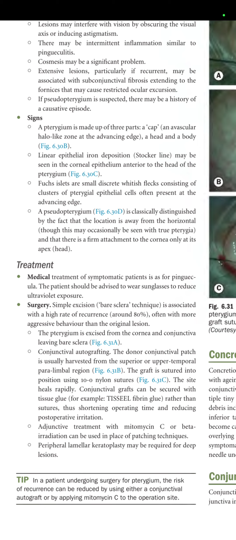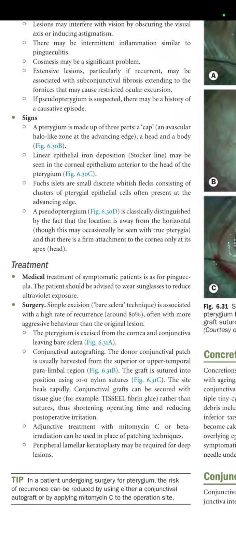Conjunctival autografting: the donor conjunctival patch is usually harvested from the superior or upper temporal paralimbal region. The graft is then sutured into position using a 10-0 nylon suture. The site heals rapidly. The conjunctival graft can be secured with tissue glue, for example tissue fibrin glue, rather than sutures, thus shortening operating time and reducing postoperative irritation. Adjunctive treatment with mitomycin C or beta radiation can be used in place of grafting techniques. Peripheral lamellar keratoplasty may be required for a deeper lesion.